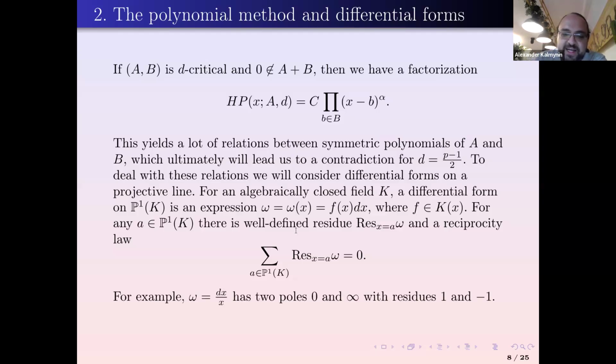Okay, so an example is the form dx over x, which has two poles, actually, 0 and infinity. And the residues are 1 and minus 1. So the residue 1 at 0 is apparent, but if you want to see the minus 1 at infinity, you need to change the variables, set x equals 1 over y, and then you get minus dy over y. And then you see that the residue is minus 1.